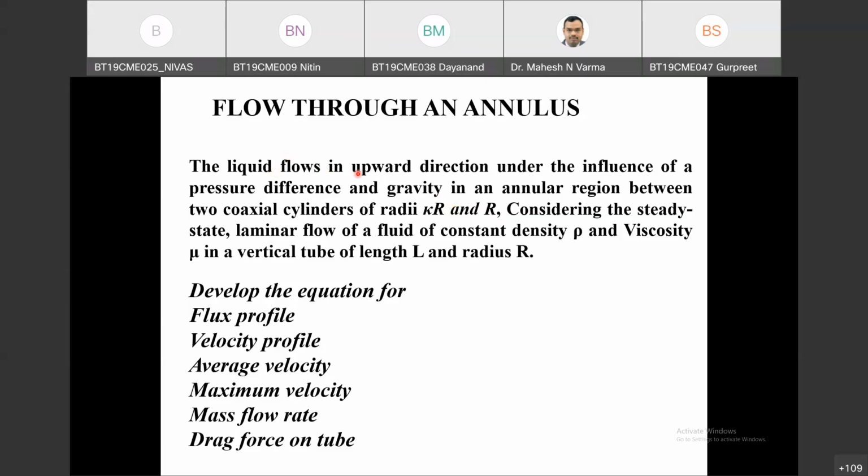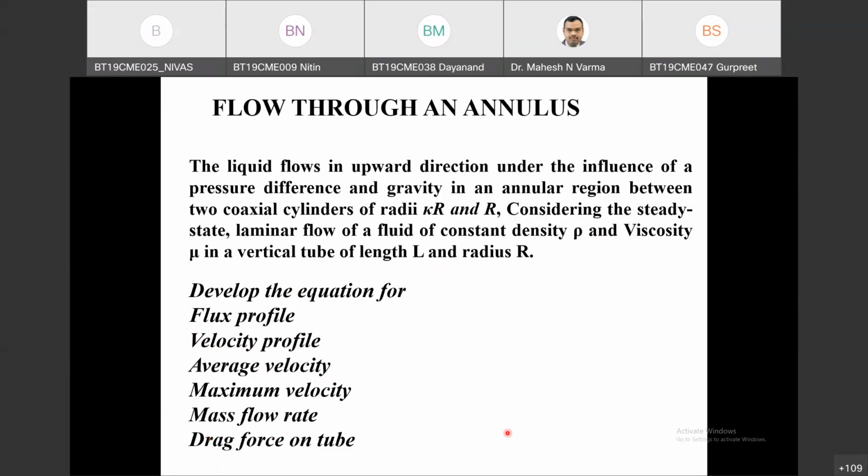So the liquid is flowing in the upward direction under the influence of pressure and gravity in an annular region between coaxial cylinders, with the same axis, of radius kappa R and R. Consider a steady state laminar flow of a fluid with constant density rho and viscosity mu in a vertical tube of length L and radius R. Develop the equation for flux profile, velocity profile, average velocity, maximum velocity, mass flow rate, and drag force on the tube.